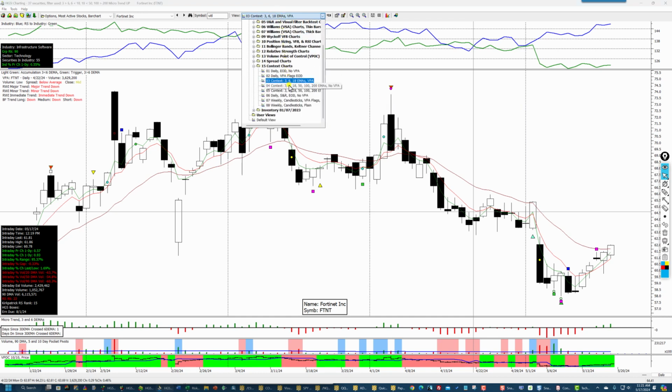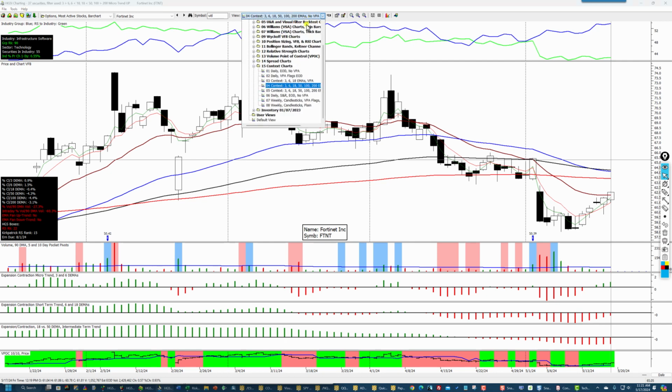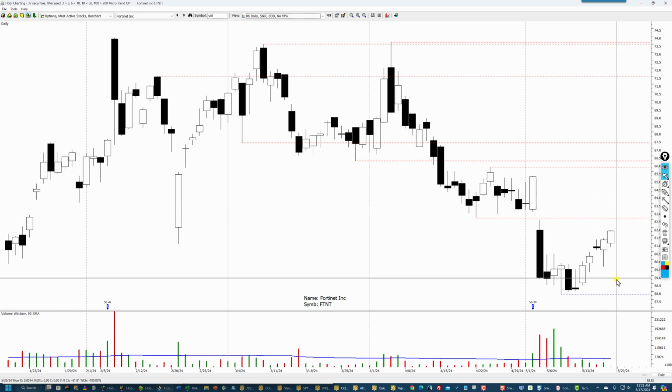Now let's go down to the next context with no VPA flags, and you can see that the 18 versus the 6 has been negative for a long time, and the 18 versus the 50 was negative. So whenever you're taking these trades, just realize that if everything's going against you as far as context, these can just be counter trend trades, or maybe I should say... And then here's support and resistance, which are drawn in from the zigzag indicator.